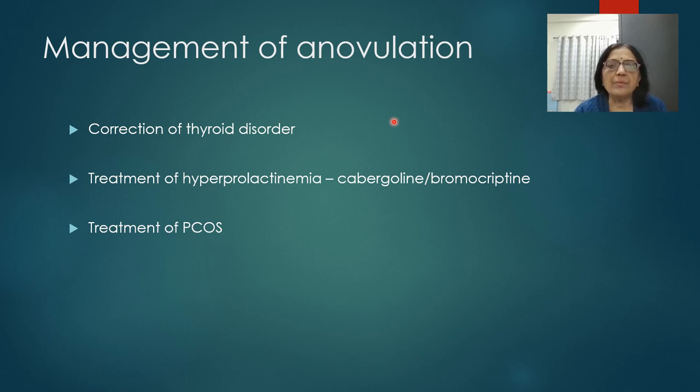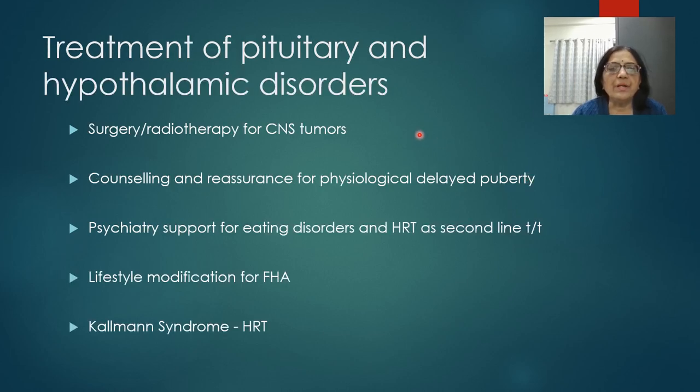If anovulation is a cause of amenorrhea, then we need to take care of underlying disorders such as thyroid dysfunction, hyperprolactinemia, or treatment of PCOS. Pituitary and hypothalamic disorders, where surgery or radiotherapy might be required for CNS tumors. Counseling and reassurance is needed if the most probable cause is physiological delayed puberty, which is a diagnosis of exclusion. Here, sometimes bone age might help us to differentiate it from other hypothalamic causes of primary amenorrhea.